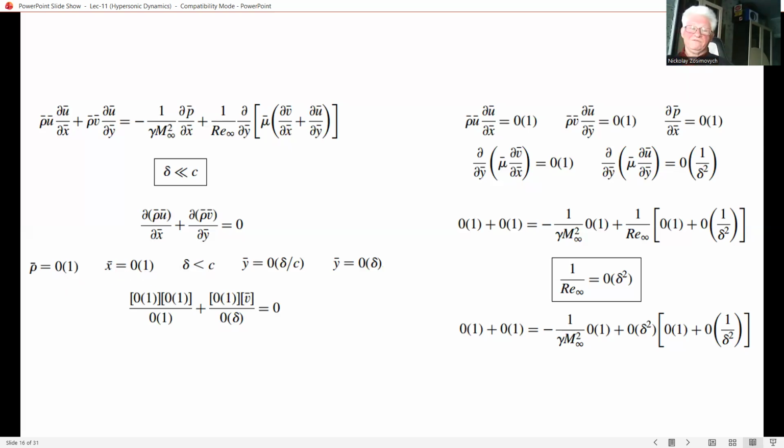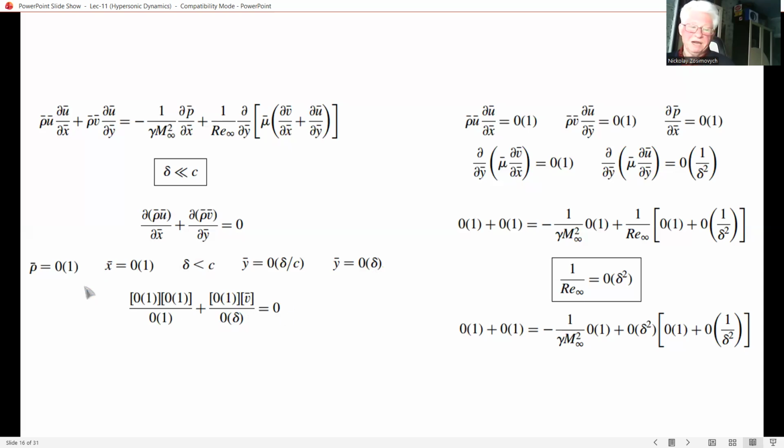However, because y varies from 0 to delta, where delta is less than c, y is of a smaller order of magnitude, denoted by this expression. Without loss of generality, we can assume that c is a unit length. Therefore, y will be of order delta. Putting these orders of magnitude into our equation, we have this expression here.